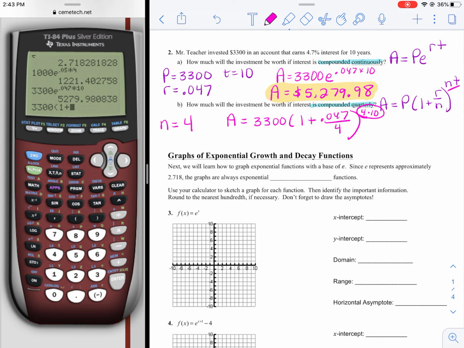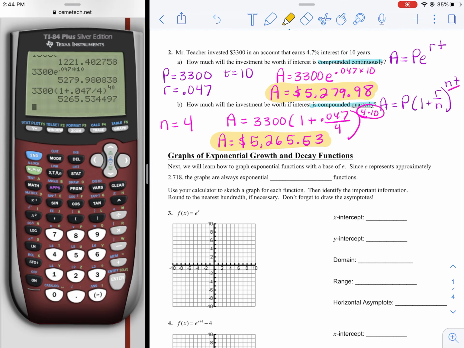So in the calculator, 3,300 times 1 plus 0.047 divided by 4, and then I'm going to raise that to the 40th power. You could also just type 4 times 10. And so when it's compounded quarterly, the investment is worth $5,265.53. Notice that you make a little bit more money if it's compounded continuously versus quarterly, and that's because interest is added more often.